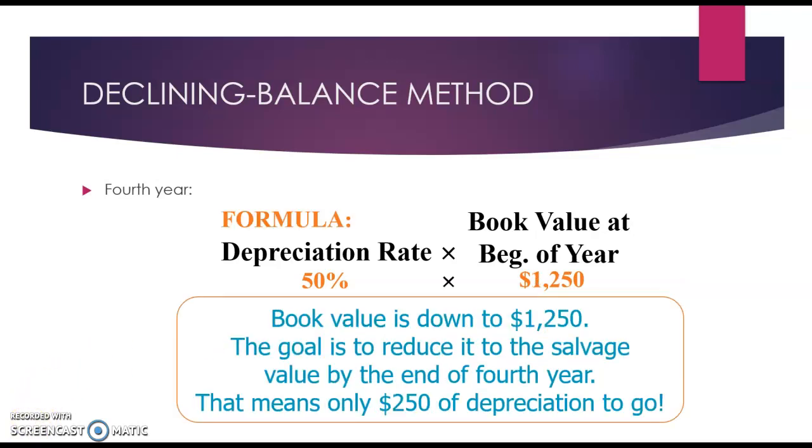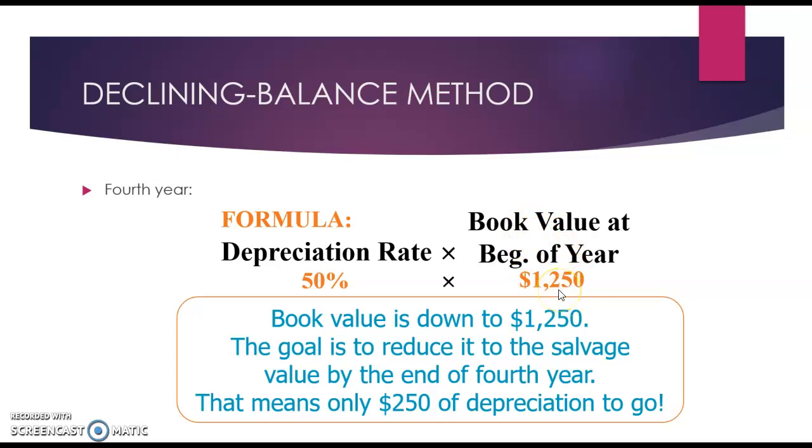Now we get to the fourth year. The book value at the beginning of the fourth year is $1,250. Okay? And so if we take that times 50%, that'd be $625. But we only have book value of $1,250, and remember that because the salvage value is 1,000, our book value can't go below that. Our accumulated depreciation can't go above 9,000, and our book value can't go below 1,000.